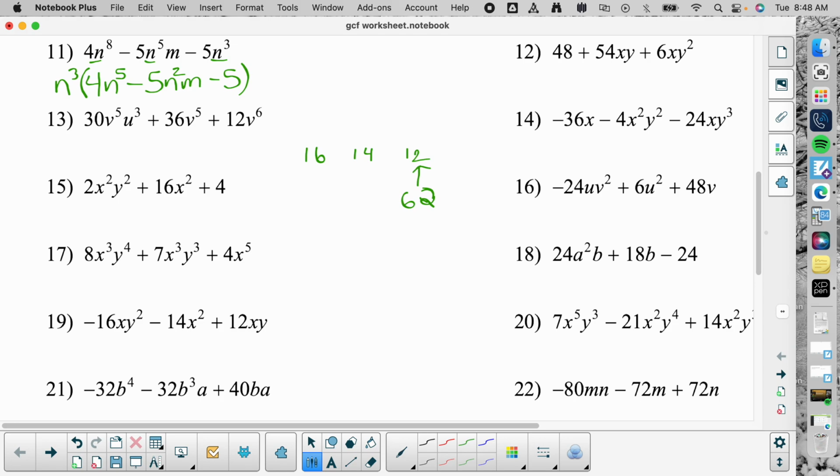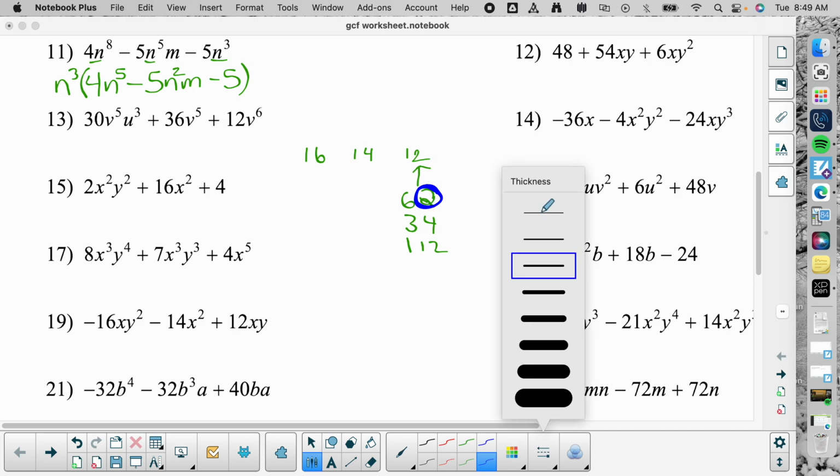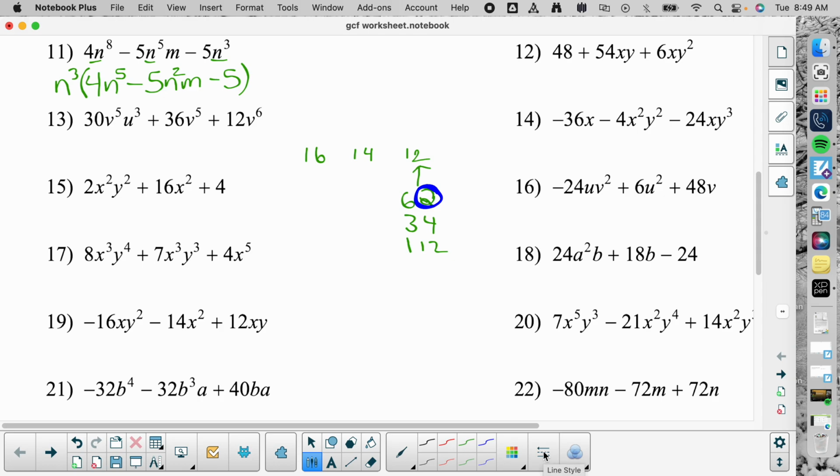Okay, we've got 6 and 2. Are there any other numbers that go into 12? 1. We don't have to write 1. 1 is correct. Somebody said 3. And then 4, because 3 times 4. Okay. And honestly, I can write 1 and 12. Now, do any of these numbers go into 14 and 16? Yeah. 2 is the only one that goes into 14 and 16. So 2 is going to be the number we factor out.